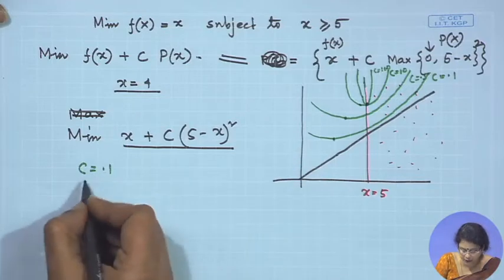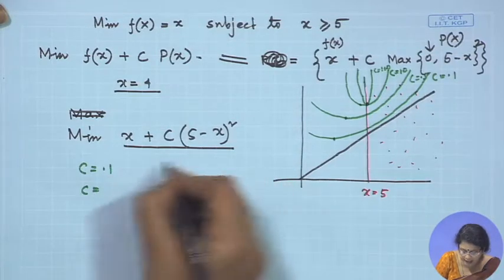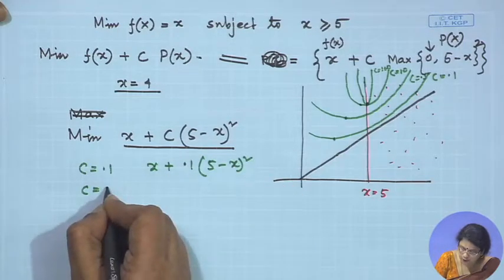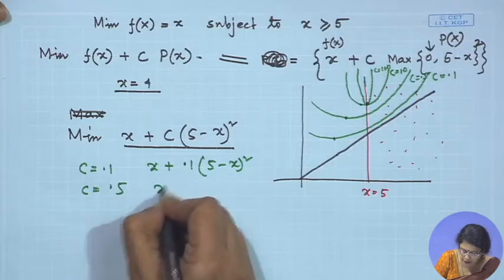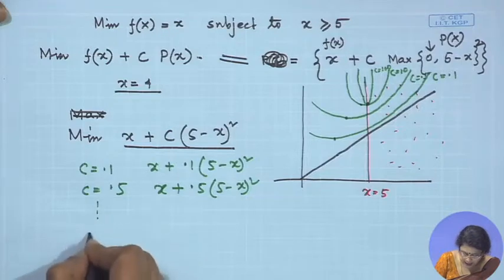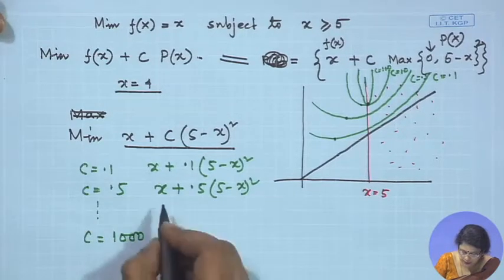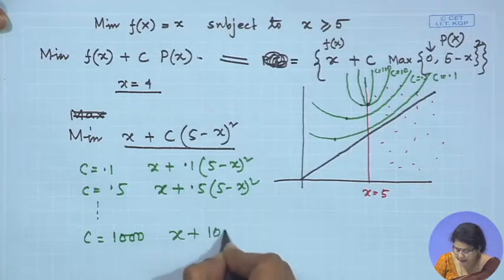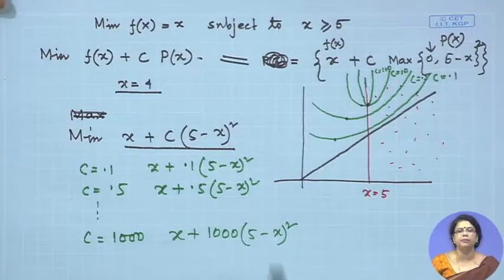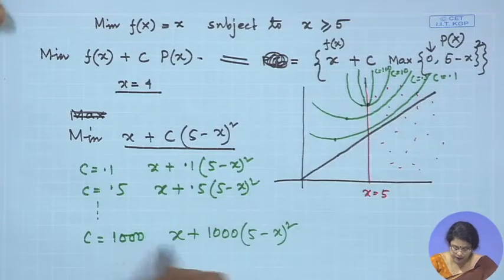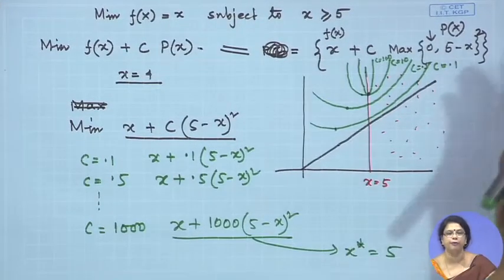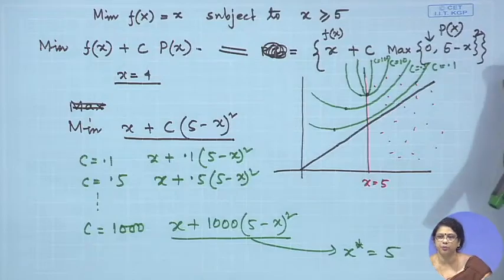We can find, for different values of c, the function like this: 0.1 into (5 minus x) square. For c equal to 0.5, the function would be 0.5 into (5 minus x) square. As the value of c becomes 1000, we will see the function will be x plus 1000 into (5 minus x) square, all right. And we will see that this minimum will approach the minimum, which is equal to 5. That is the beauty of the process.